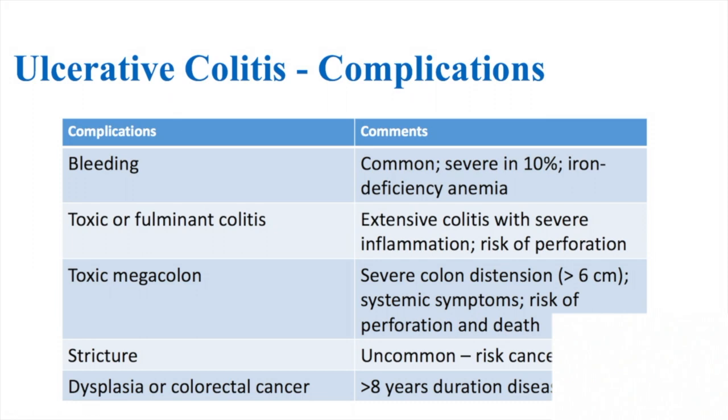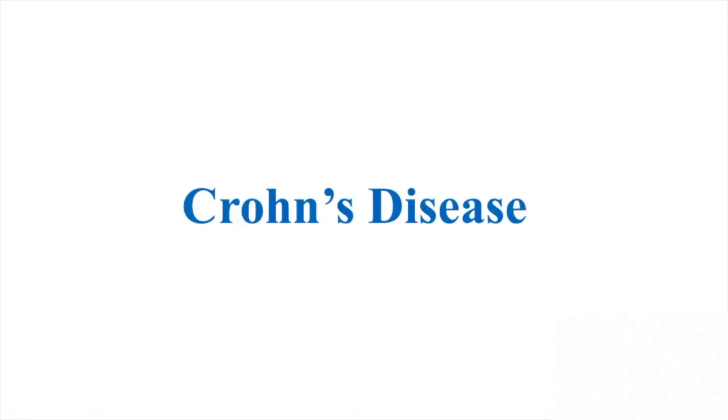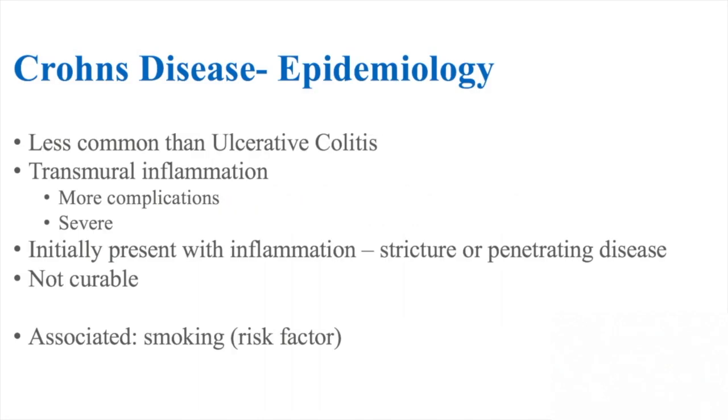Now we're going to move on to Crohn's disease. Like I mentioned before, Crohn's disease tends to be a little bit more of an aggressive type of inflammatory bowel disease compared to ulcerative colitis. So it's less common than UC, but it has more inflammation. In fact, you have what's called transmural inflammation, in which inflammation goes throughout the whole entire mucosa of the GI tract.